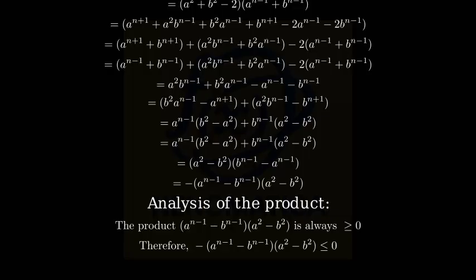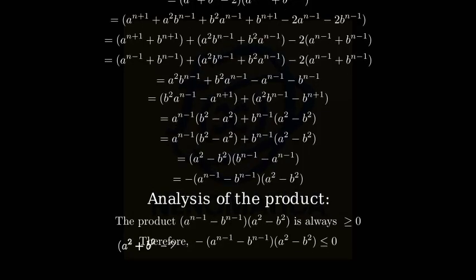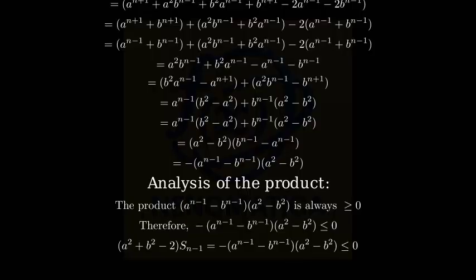Let's put this back into our original expression. We had a squared plus b squared minus 2 times s subscript n minus 1 equals negative a to the power n minus 1 minus b to the power n minus 1 times a squared minus b squared, which is less than or equal to 0.